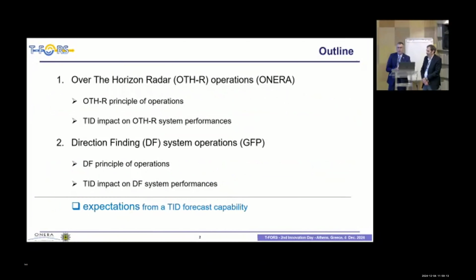So we give you some information in the outline here. At first, we show you some information about the OTH radar operations, which is used by the French colleagues, and which gives you some information about the principles of operation, the TID impact on OTH radar systems performance, and then the second part here is to show you some principles of operation of direction finding systems, which is used by the GFP, and then we show you some expectations from the TID forecast, what we think could be important for the future work.